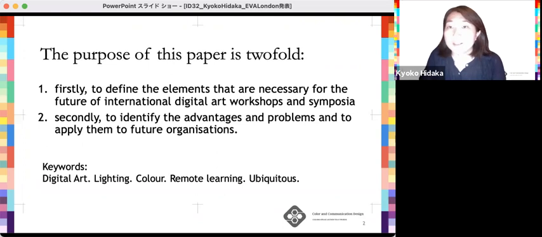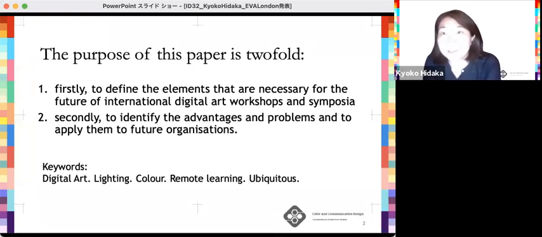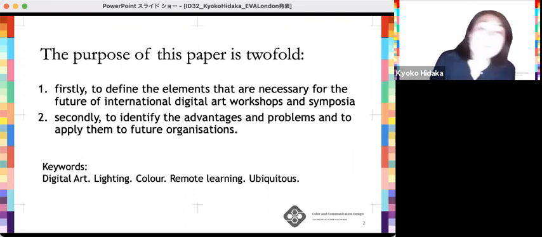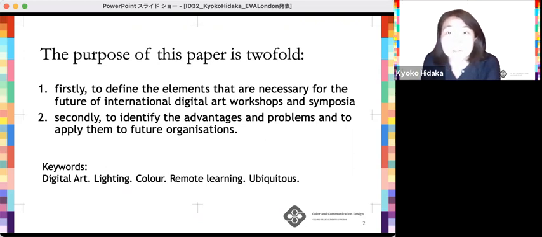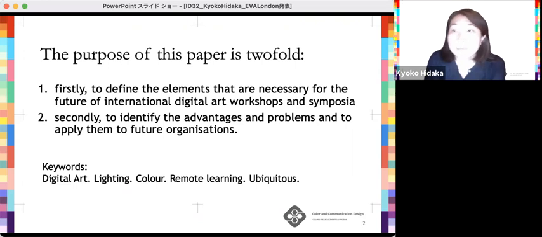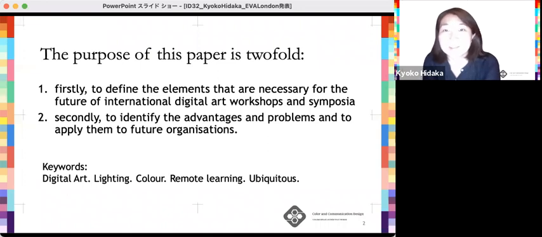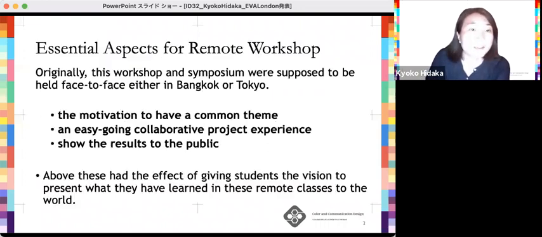It was from the end of November 2020 to March 2021. Shibaura Institute of Technology, where my lab, the Color Communication Design Lab, is located, and in Thailand, the Assumption University's Montfort School of Architecture and Design, co-hosted the telesymposium and the workshops. I am really hoping this paper will give some insight into how to integrate art and technology in a remote workshop.